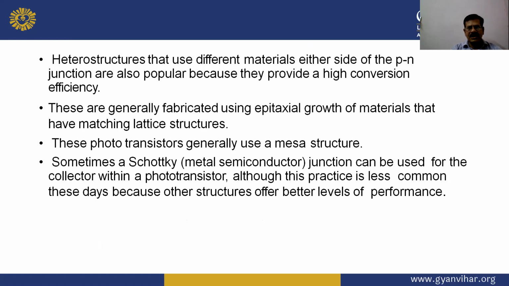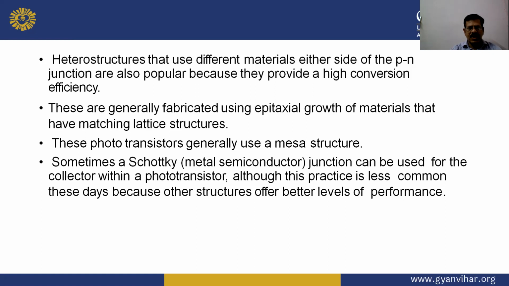Structures that use different materials either side of the PN junction are also used. There is a PN junction formation because there are different layers of N-type and P-type materials. Heterojunctions are popular because they provide high conversion efficiency. These are generally fabricated using epitaxial growth of materials that have matching lattice structure. These phototransistors generally use a MESA structure.